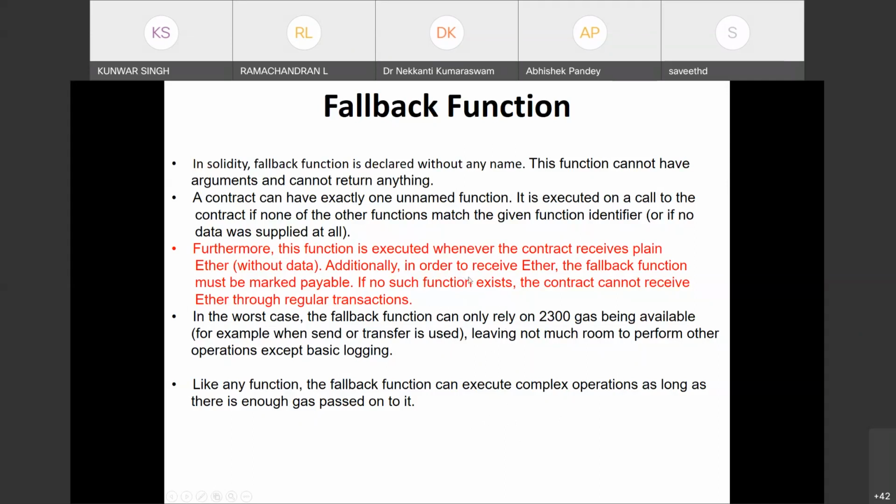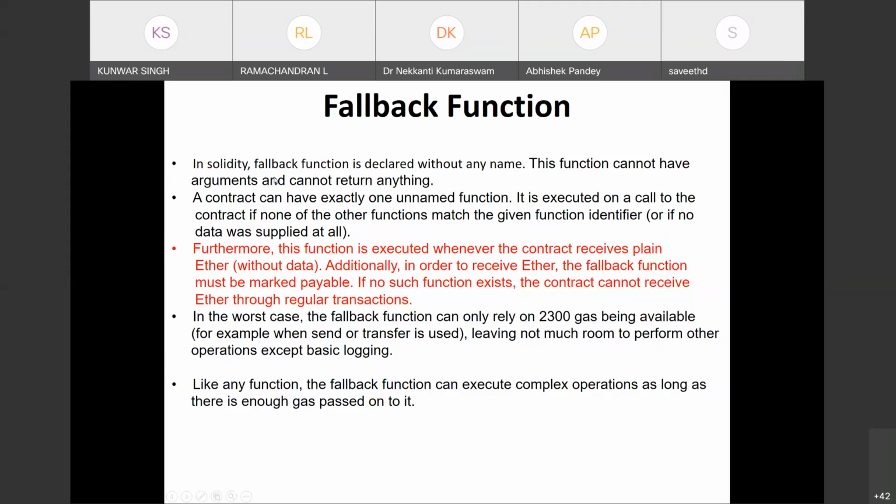Okay, so now in the second part of this one, I will discuss the fallback function. Because of this fallback function, the DAO attack happened. This was the weakness in this Solidity language, so they kept the fallback function. These kinds of things are not there in other languages like C++, Java. This fallback function is not there. So let's see what the fallback function is.